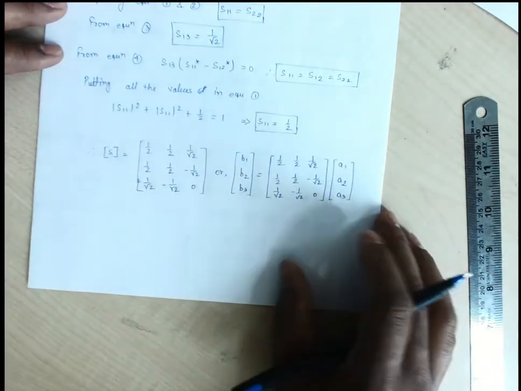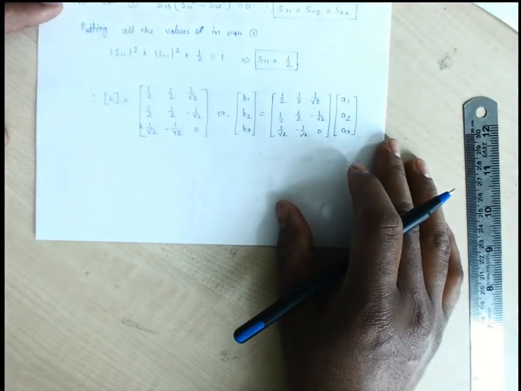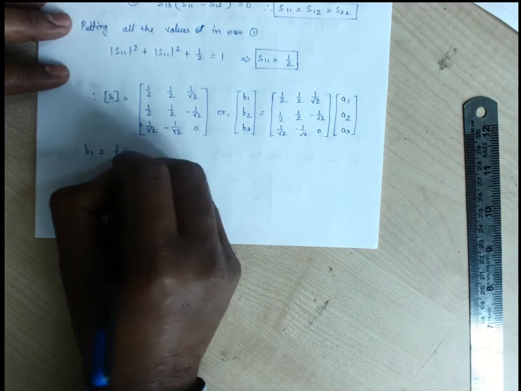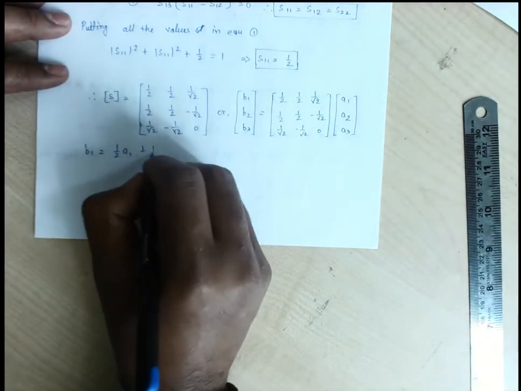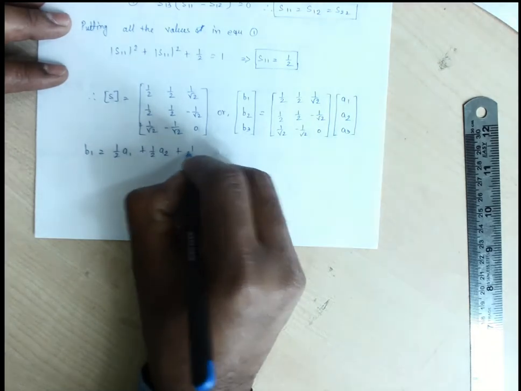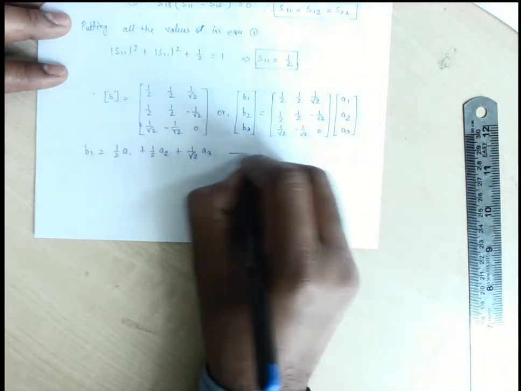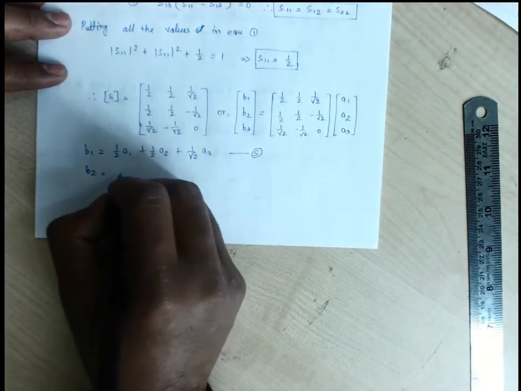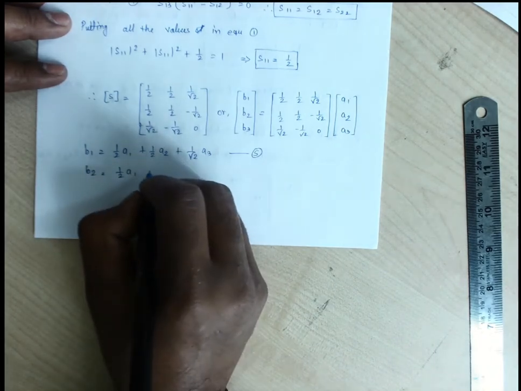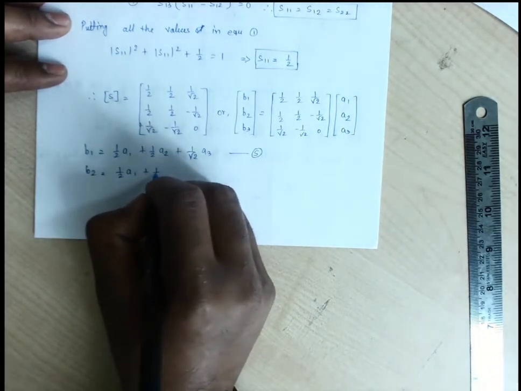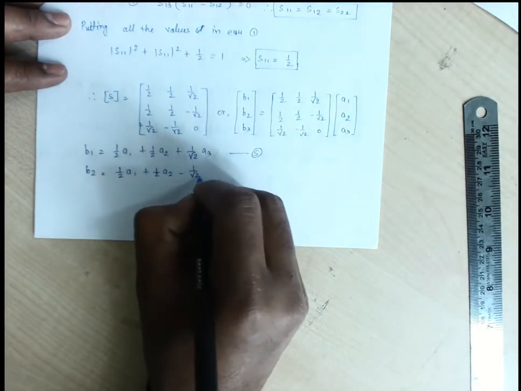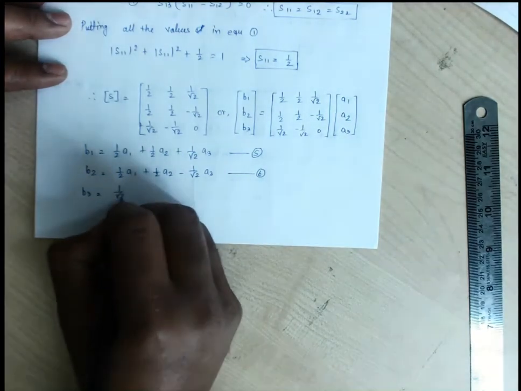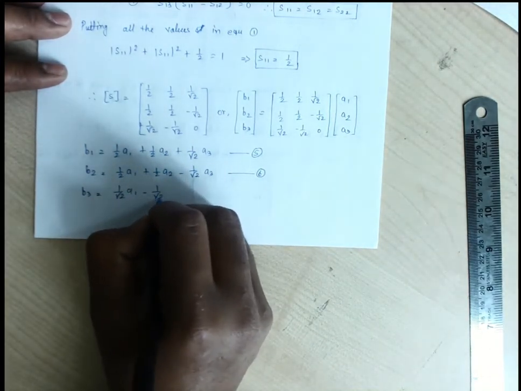So if we go with the expression for this incoming signal and the reflected part, we can write this B1 is half of A1 plus half of A2 plus 1 by root 2 A3. Let us give equation number 5. B2 is half of A1 plus half of A2 minus 1 by root 2 A3. B3 is 1 by root 2 A1 minus 1 by root 2 A2.